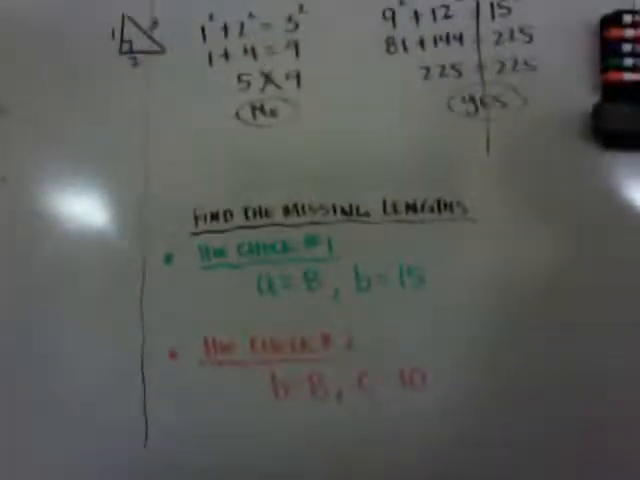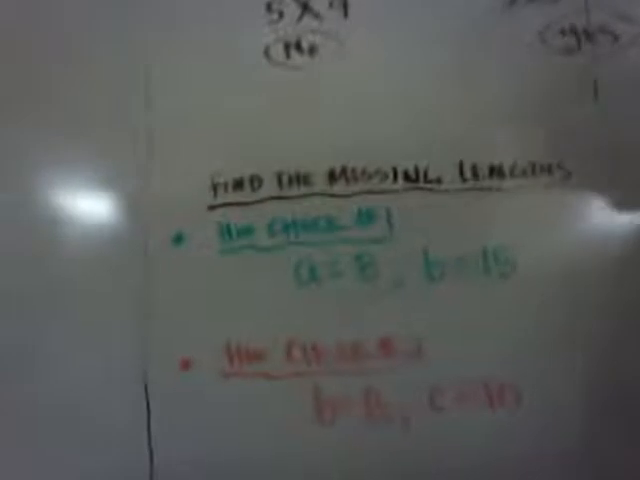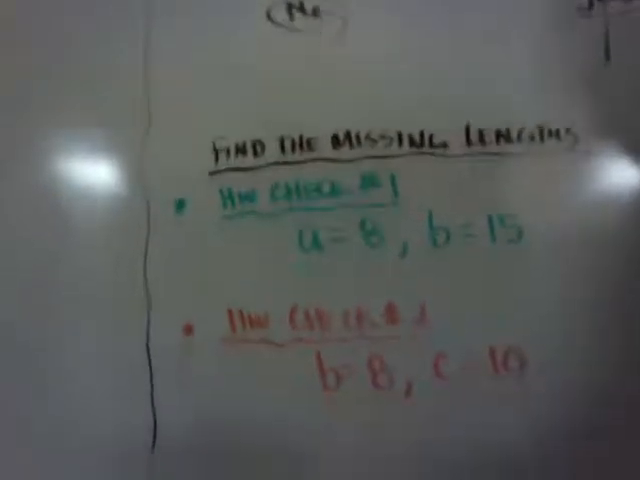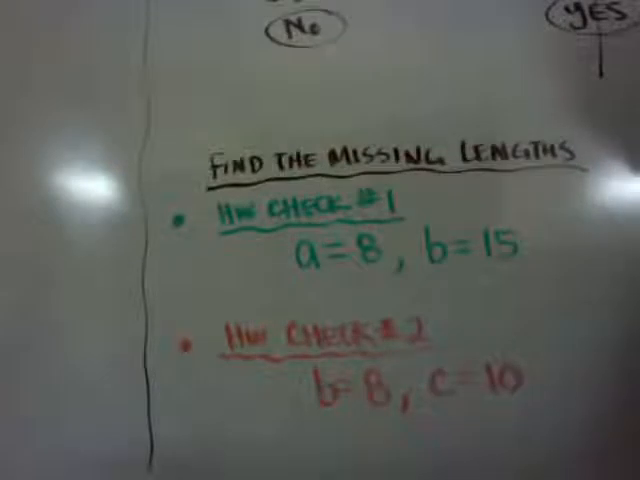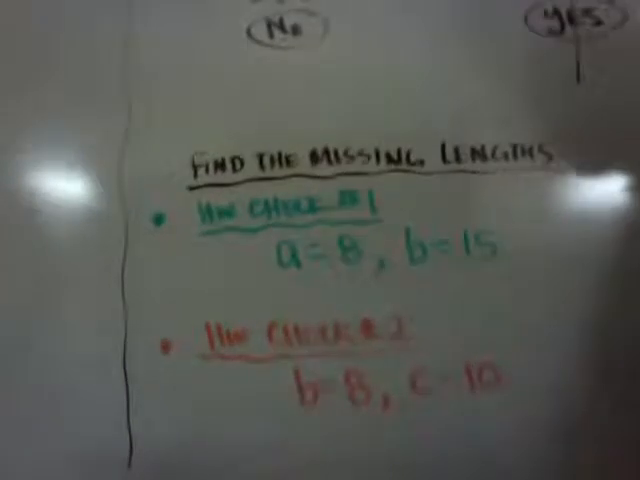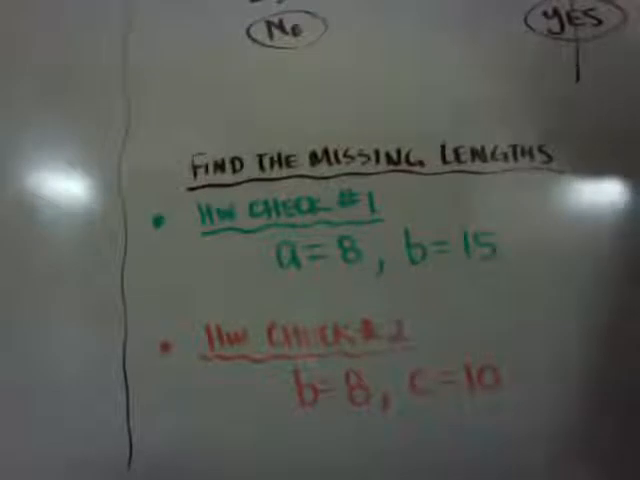Okay, so here's your two simple homework checks. Find the missing lengths of both of these. Okay, so the first one, homework check number 1. If A is 8, B is 15, I want you to find the missing length. And homework check number 2, B equals 8, C equals 10, I want you to find the missing length. I do want you to do it on a separate piece of paper so I can see your work. But then I will upload the homework check on Edmodo, and you can go ahead and input those answers. So go ahead, you can do those on your own. I trust you. But I do want to see the work, so don't lose the work.